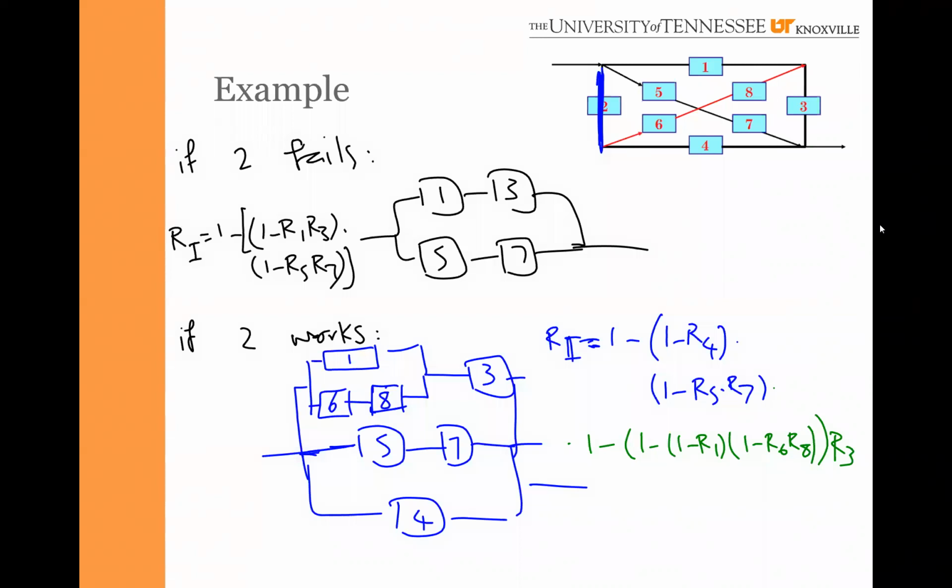And finally, don't forget the most important part. We broke down the entire system, we conditioned to find the entire system reliability, right? So you have to multiply case 1 by when 2 fails, 1 minus R2, plus case 2 where 2 works times R2.